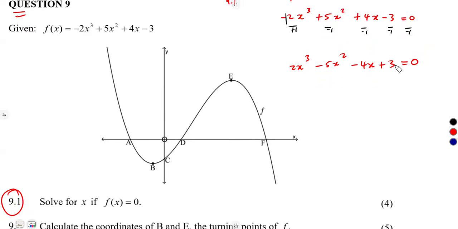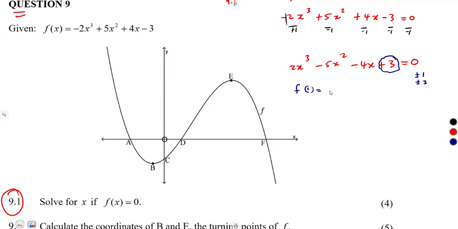So using the long division, I'm going to need a factor from the constant 3. I need factors of 3, plus or minus 1, plus or minus 3. All right, so substituting 1, f of 1 in place of x, you're going to substitute 1 in place of x, and so on and so on until you obtain a 0.